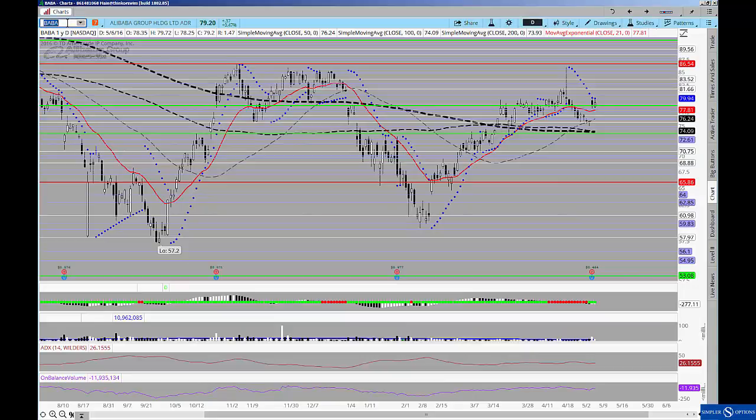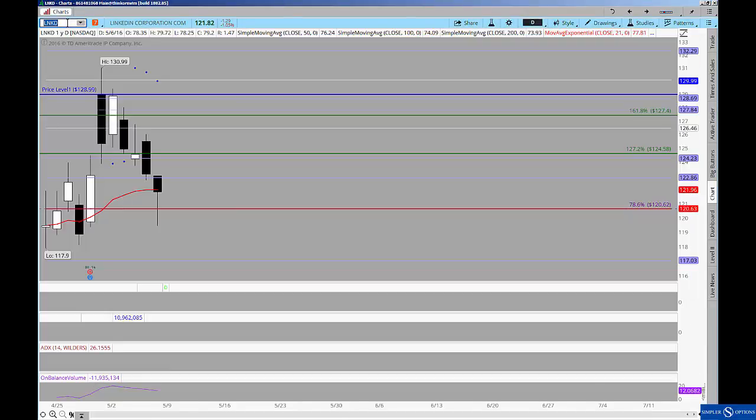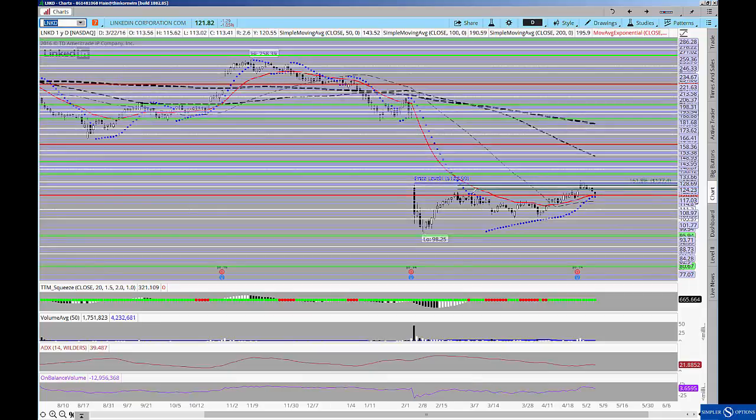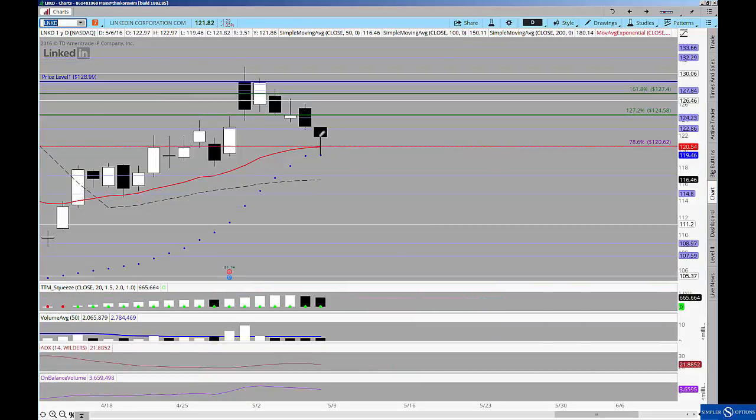And another that has a very similar take to it is LinkedIn. This is another chart that over the course of their entire quarter from the past earnings, 120 has been a fairly important area. Well, we slammed back into it today.